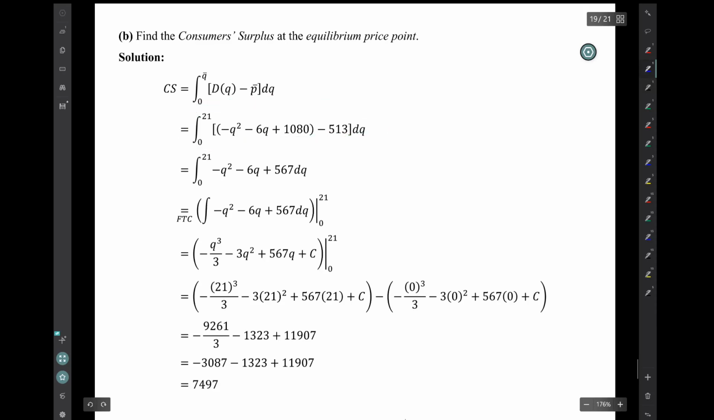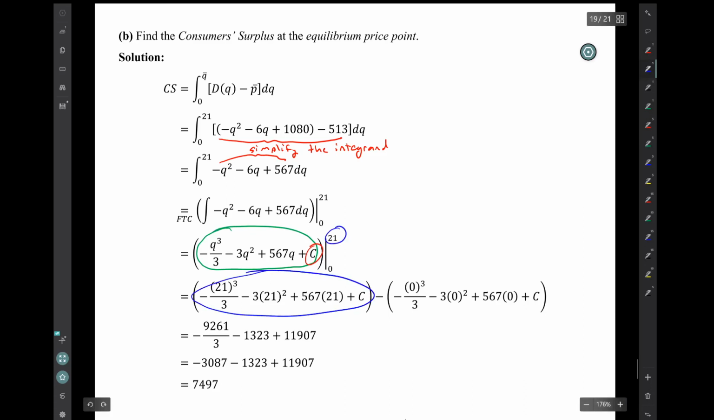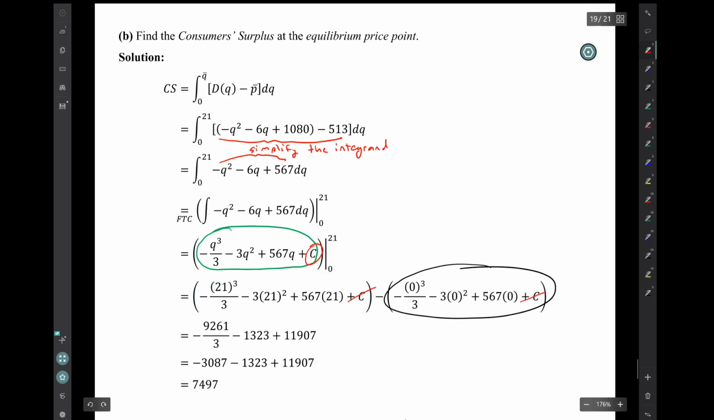As always, we simplify the integrand, and then we do the usual stuff. The step involving using the fundamental theorem of calculus, the step where we do the indefinite integral and put the results there along with the constant of integration. We substitute in Q equals 21 to get this expression. We substitute in Q equals 0 to get this expression, and we subtract. The constant of integration cancels, and then we just do careful arithmetic, and we end up with the result 74.97.